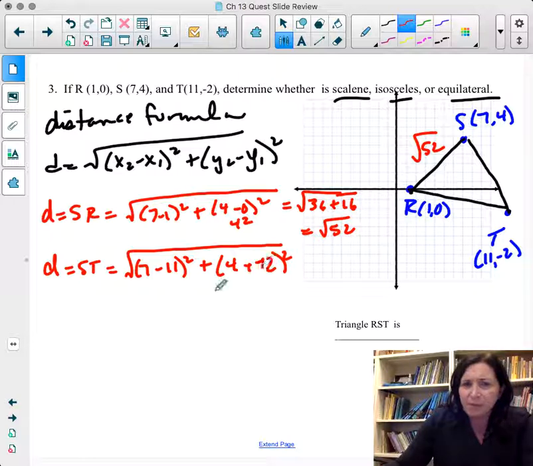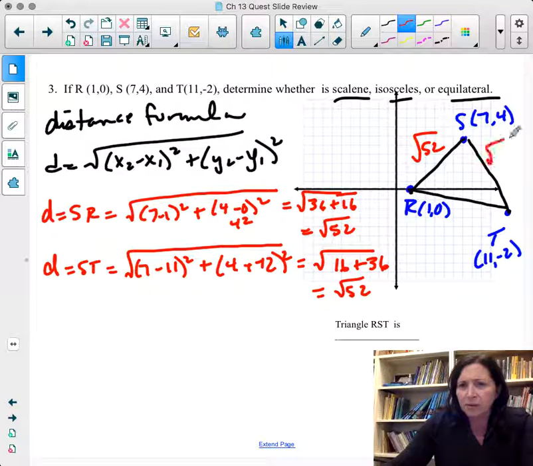So these make plus. 7 minus 11 is negative 4. The square of negative 4 is positive 16. 4 plus 2 is 6. 6 squared is 36. So already, again, I have another square root of 52. So at least two sides are congruent.